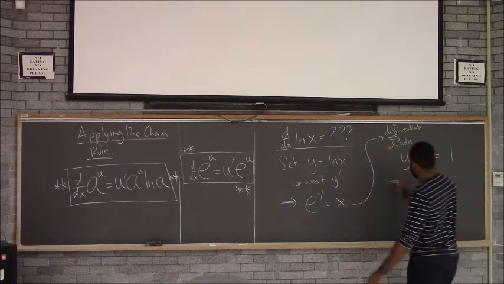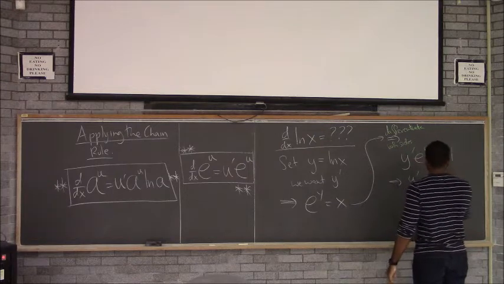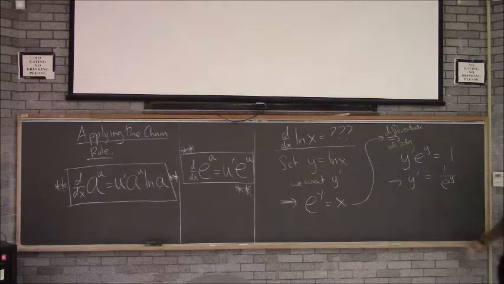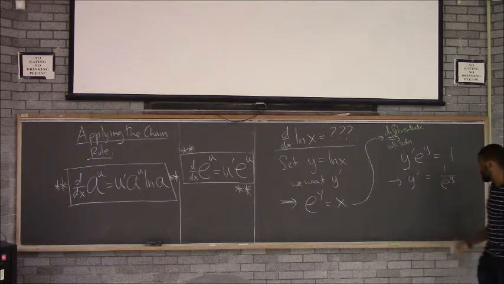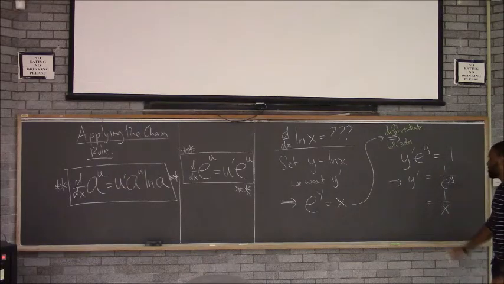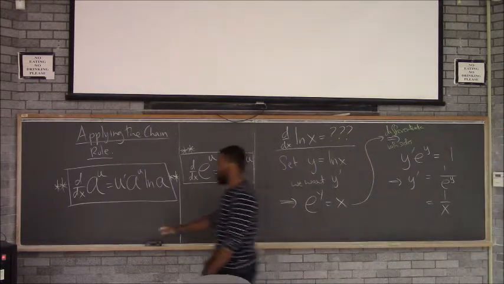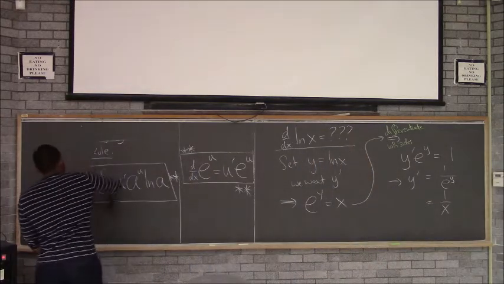Now, e to the y is never going to be 0, so I can divide by it. And you might notice here, e to the y is x. So I obtain 1 over x. The derivative of the logarithm, the natural logarithm, is 1 over x.